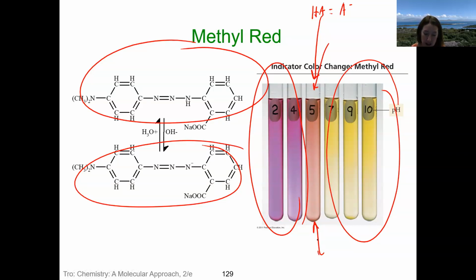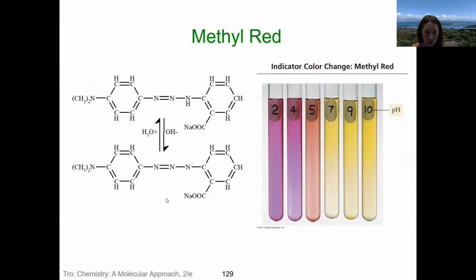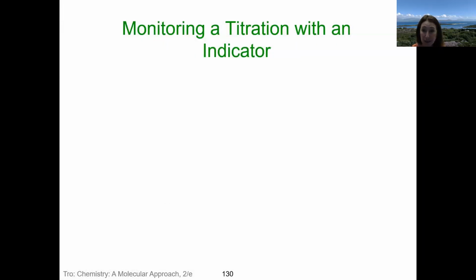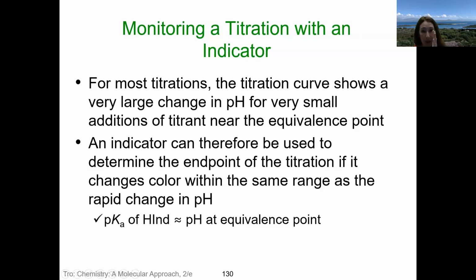And you can see this one is a blend here at 5, where this one is a blend at around 8 or 9. So different indicators have different endpoints. For most titrations, you can see that big change in the pH right near that equivalence point, and that's when you see the color change. And so that's what we did in Chem 219, we used the change in color to determine that, hey, yes, we are near our endpoint.